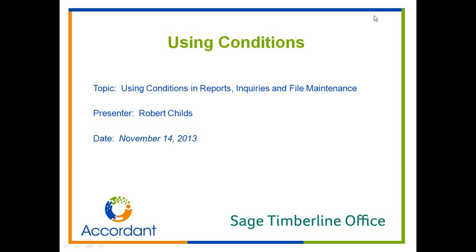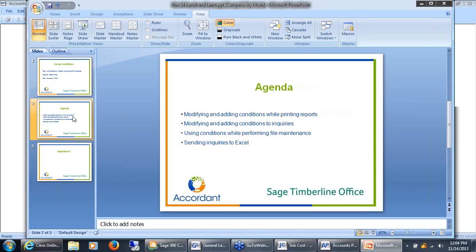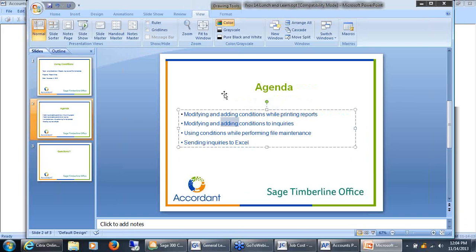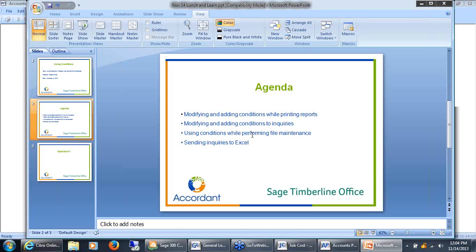So we're going to go through conditions. We're going to actually do some samples in the software. Okay. So what we can do is modify our conditions while printing reports. We could modify and add conditions to inquiries, and we can use conditions while performing file maintenance. And lastly, I'm going to show you how to drop data from our inquiries right into Excel, very clean and very nice. It's always been a problem in the wish list a lot of clients have had.